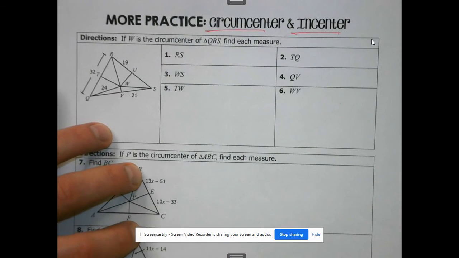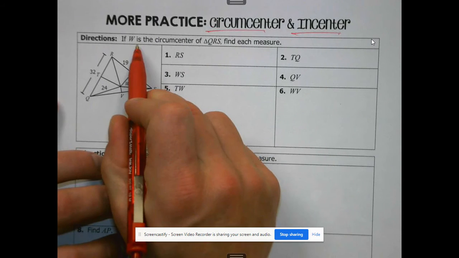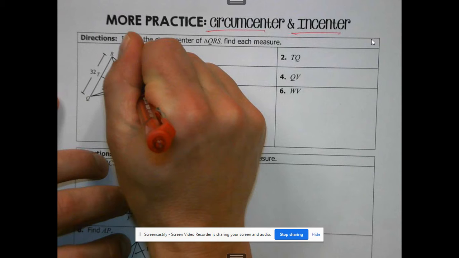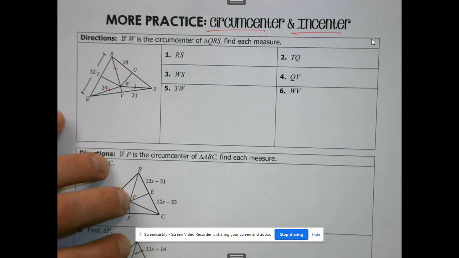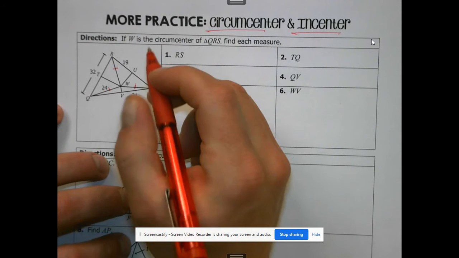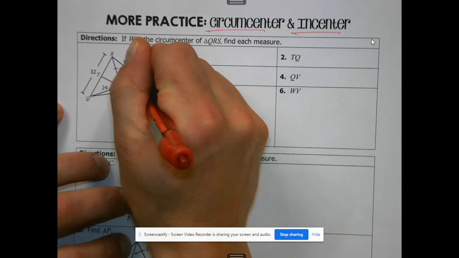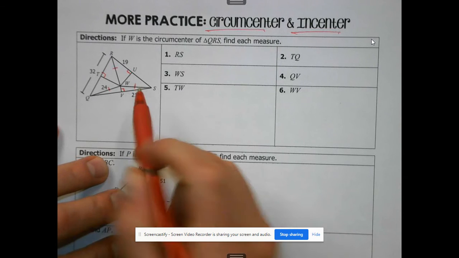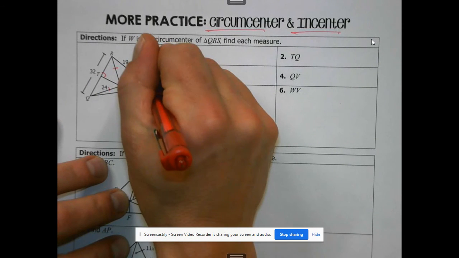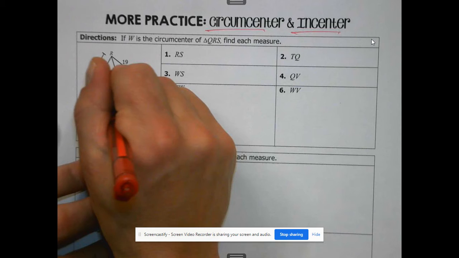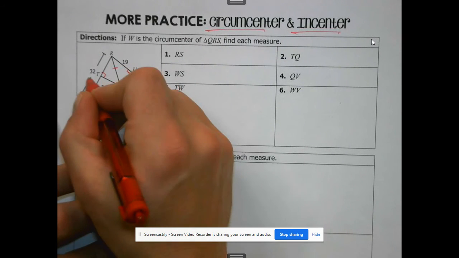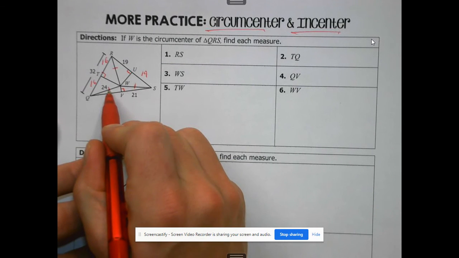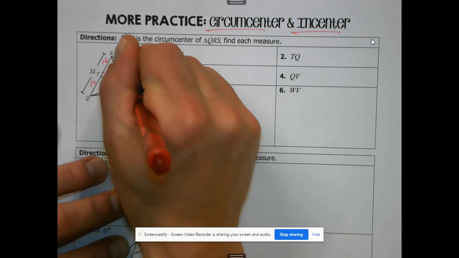Circumcenter and incenter. If W is the circumcenter, all right, time out. Circumcenter means those three pieces are congruent, right? And then I know my 90s are right here, and the sides are congruent, right? So if that's 19, that's 19. If that's 21, that's 21. The whole thing is 32. Cut it in half, 16, 16. Middle pieces are all 24.